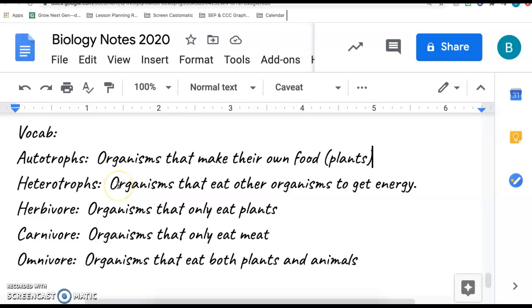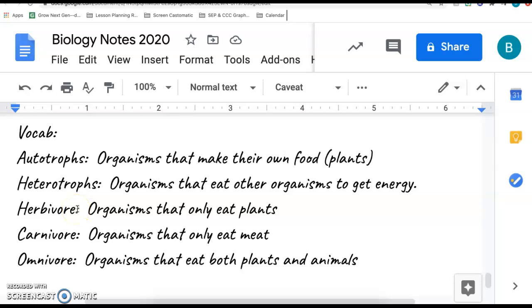Heterotrophs is our next word. So those are organisms that eat other organisms to get energy. Okay, so that would be anything that eats anything else. So like we are considered heterotrophs because we have to eat other organisms or other things in order to get energy for us.